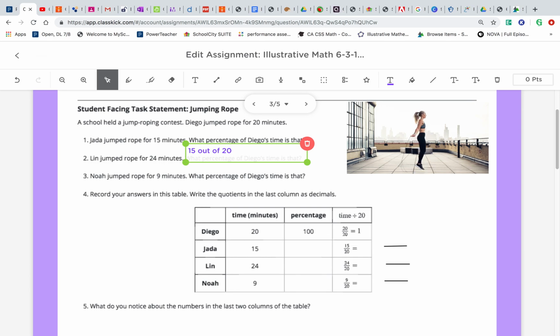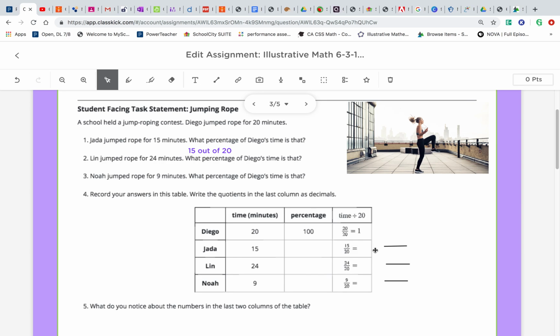And another way that we can write 15 out of 20, they show you right down here. It's as a fraction. It's 15 over 20. But the question was about what percentage of Diego's time is that? Well, we should know by now that if we're talking about percentages, we're talking about a rate per 100. So it needs to be out of 100. So if you look at this fraction here, it's not out of 100, right?